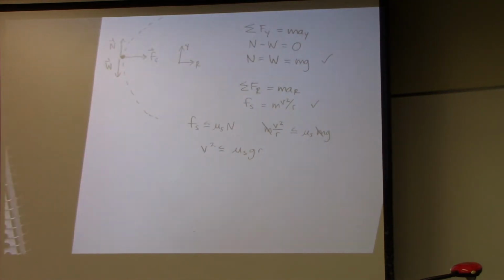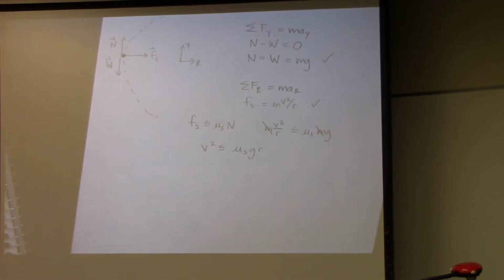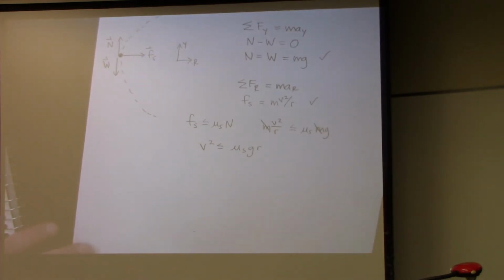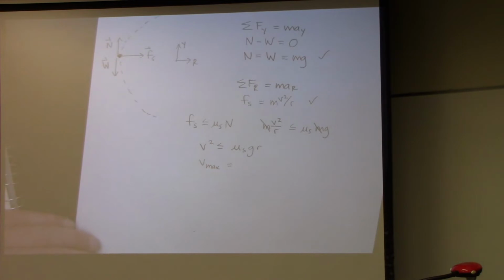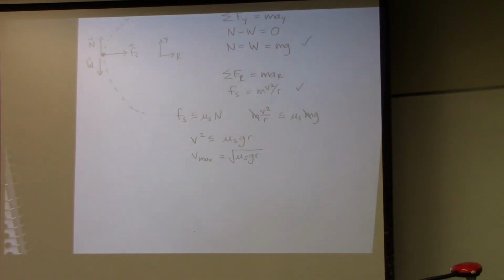And what is this saying? It's saying that if you're not going to slide in your seat, you're just going to have static friction between you and the seat, so your speed has to be less than or equal to some value. You can't be moving too fast or else you're going to start sliding around in your seat. And so we have a maximum speed. The maximum speed is just equal to the square root of μs times g times r. Again, you can't go any faster than that or else you'll start to slide around.